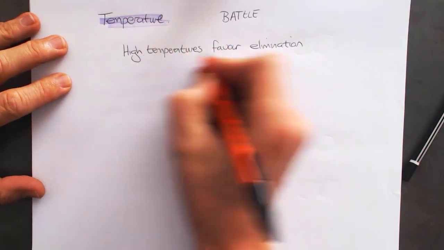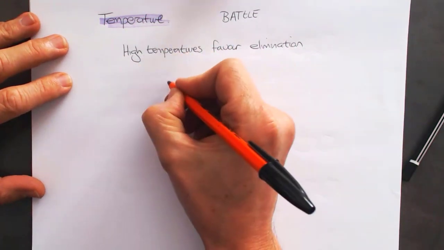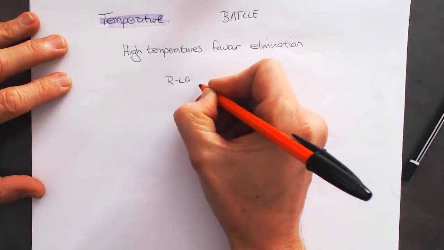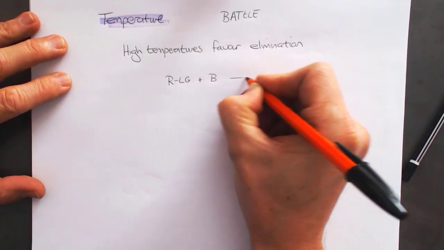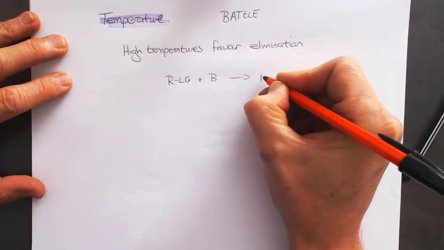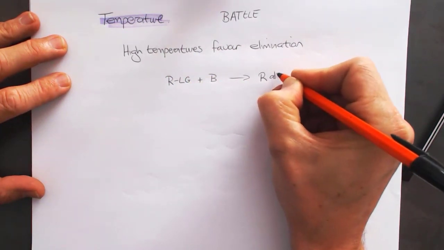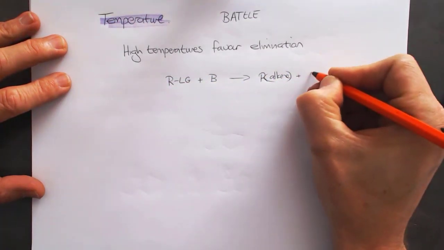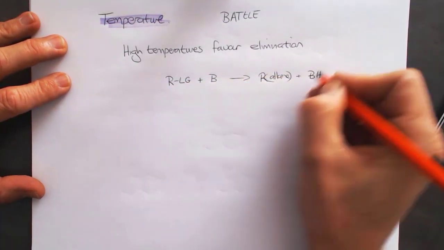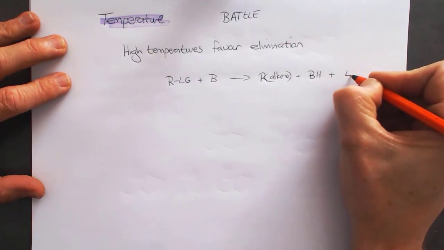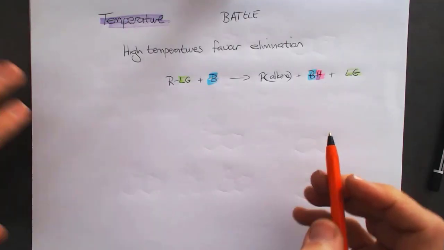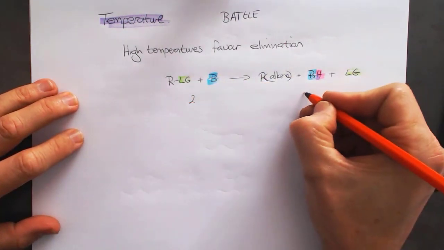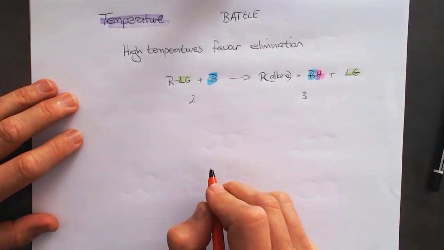So consider what happens in an elimination reaction. We have something with beta hydrogens that has a leaving group on it, and we add a base to it. The base picks up the proton. We get the R, which now ends up being an alkene, so it's been transformed into something new. We also get the base, which has picked up a proton, and we also then end up with our leaving group. So what's happened in this reaction is that we've got two components on this side, and we end up with three components on that side.